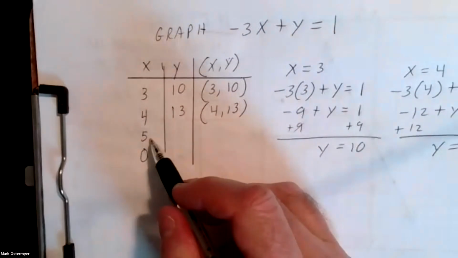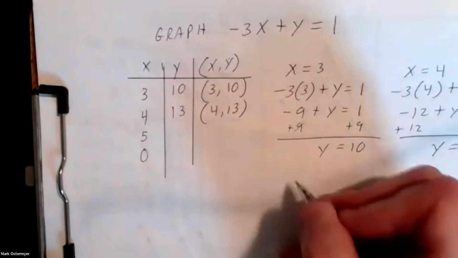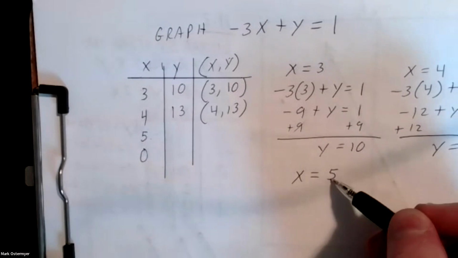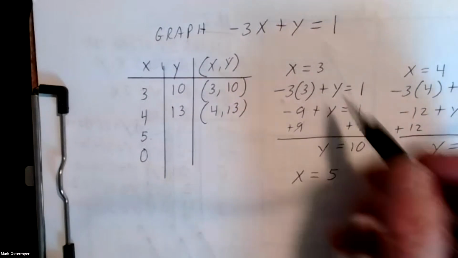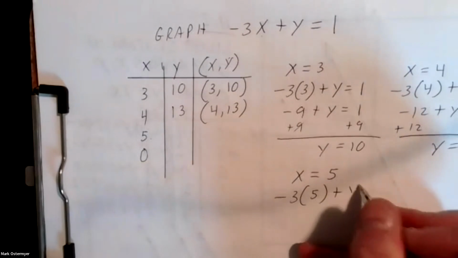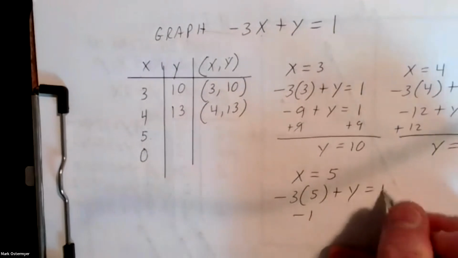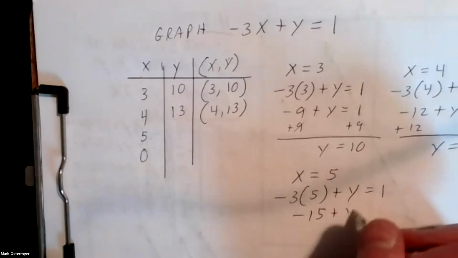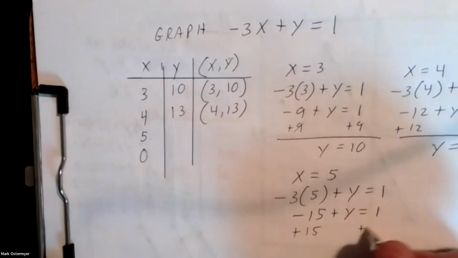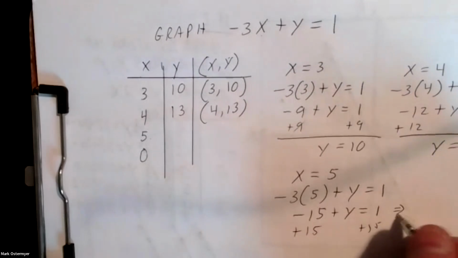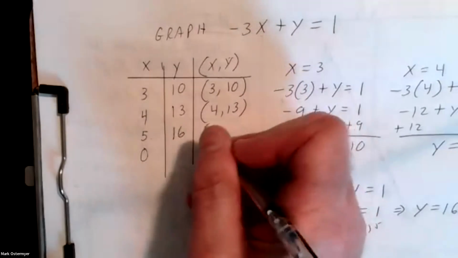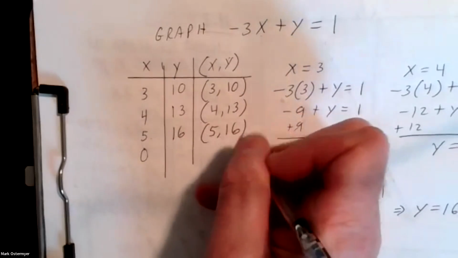To find another ordered pair solution, let's let X be 5. If X is equal to 5, what's Y? Take 5, substitute it in for the X variable in the equation, and then solve for Y. This is going to be negative 15 plus Y equals 1. Add 15 to both sides of your equation, and this implies that Y is going to be equal to 16. There's another ordered pair solution to this equation.